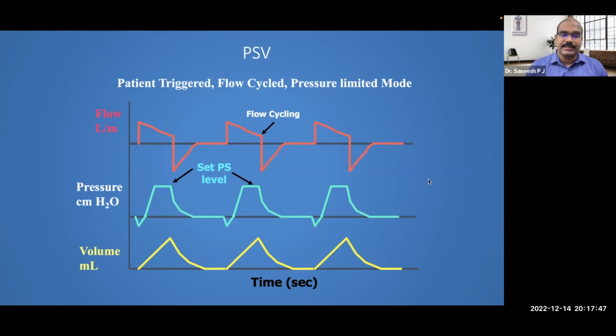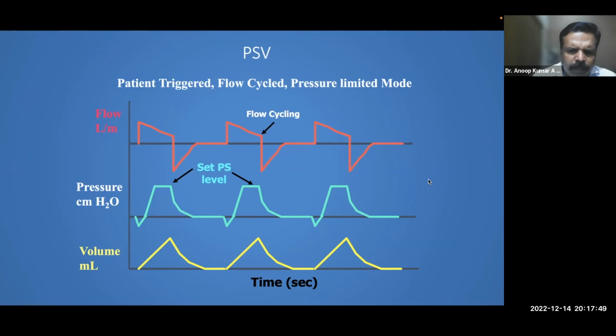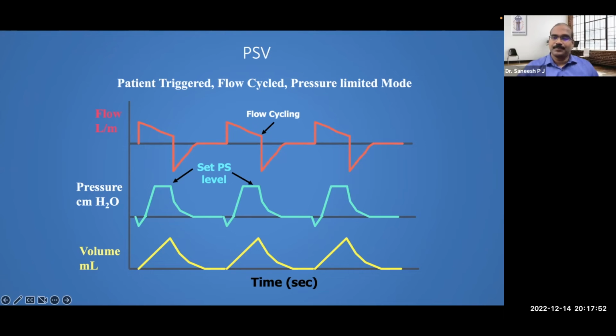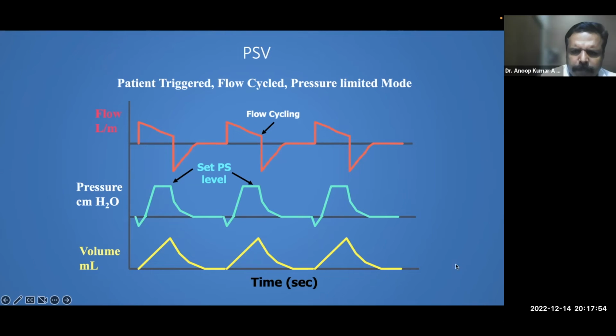And now pressure support ventilation. I would like to take the typical scalars in pressure support ventilation mode. Here, the main difference between CPAP and pressure support is that this is again patient triggered. You can see all these breaths are started by the patient. Then it is a flow cycled and pressure limited mode. Here you can see that there is flow cycling and the pressure is always constant. So one more thing you have to keep in mind is, like we talked about an inspiratory pause to assess the plateau pressure, that is for the volume control.